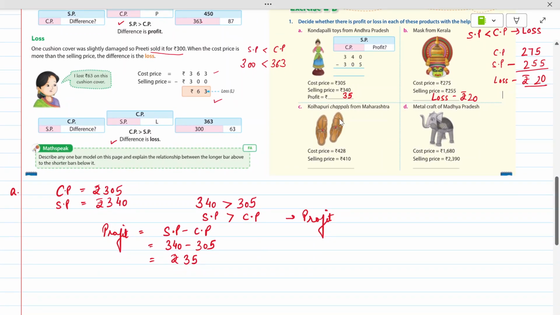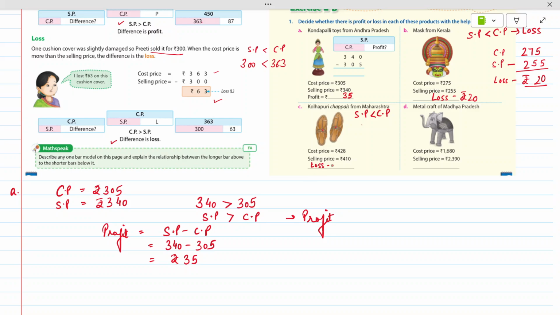It is Kolhapuri chappals from Maharashtra. For these chappals, the cost price is given as 428 and the selling price is 410. So again, the selling price is less. That means we are selling it at a lower price than what we bought it for. That means we are booking a loss in this case. We are having a loss because our selling price is less than the cost price. We are selling it for a lower price. So this is a case of loss.